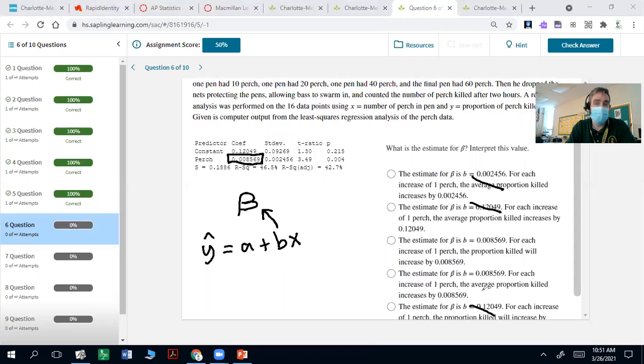So let's look at the wording of these two. For each increase of one perch, the proportion killed will increase by that much. Versus for each increase of one perch, the average proportion killed increases by that much. Well, what's a better wording? I mean, it really just comes down to that. Is it the proportion killed or the average proportion killed or the typical?